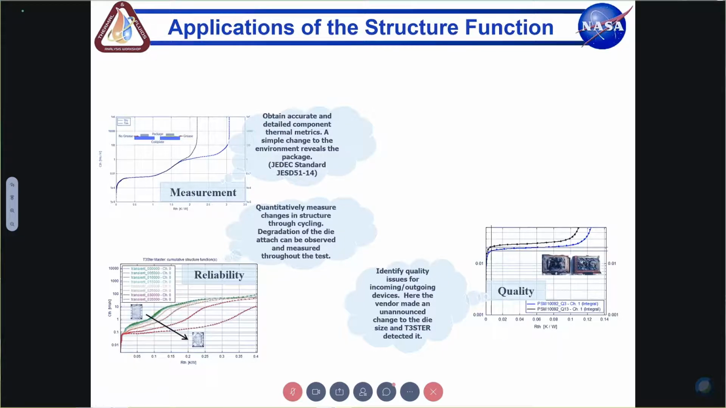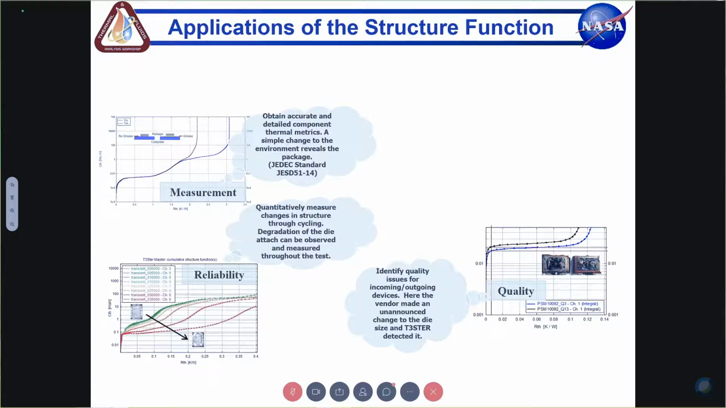You can do multiple structure function analyses while you are doing some reliability or lifetime test. The change of the structure functions will indicate changes or failures within the component. I will discuss this one in detail. You can use it for quality testing.